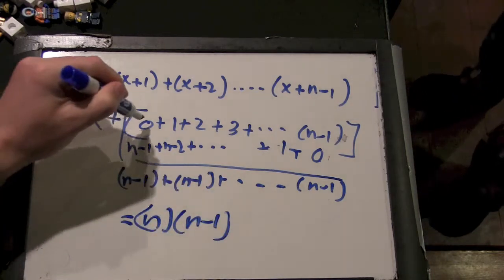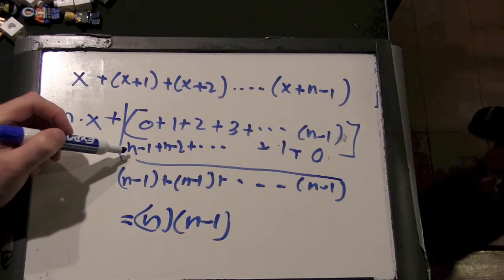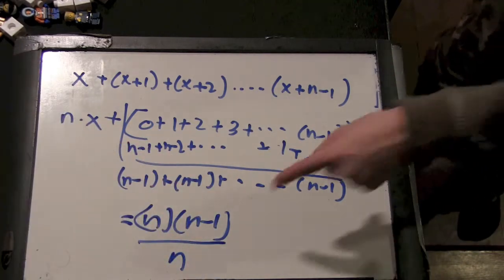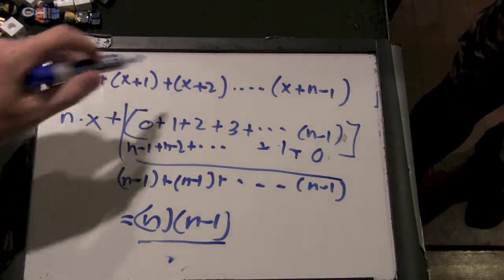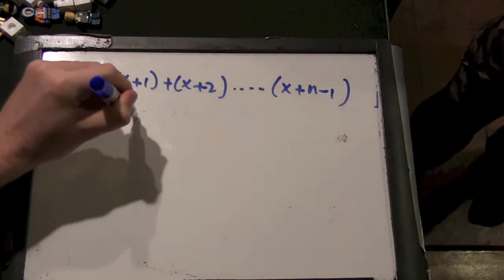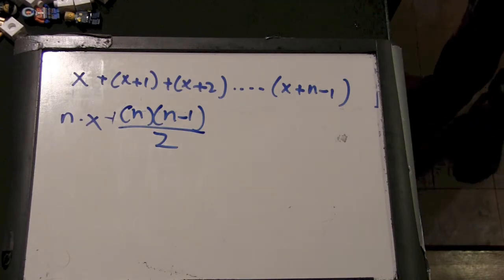So is that what this sums up to? No, you have to divide it by 2. Ah, I added 2 of them. Yeah. So I have n times n minus 1 over 2. So this whole original sum, I'm getting sloppy here, this whole original sum is n times x plus n times n minus 1 all over 2, right?